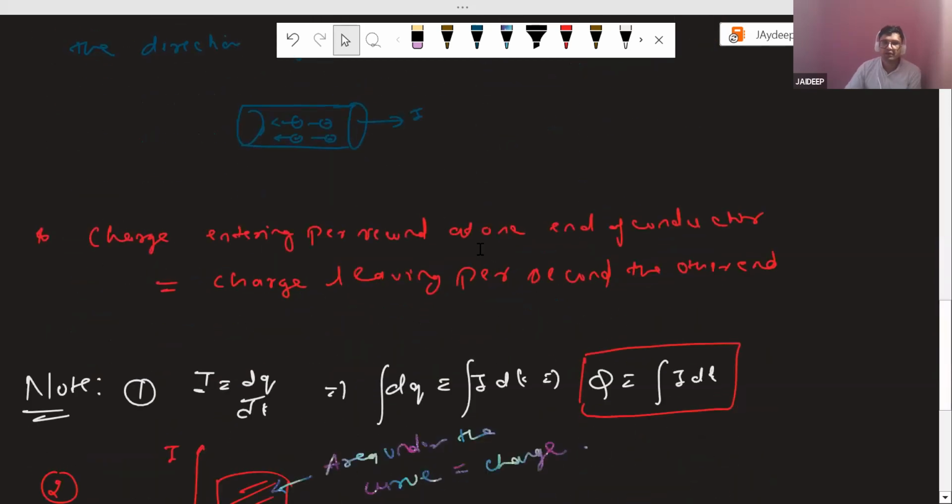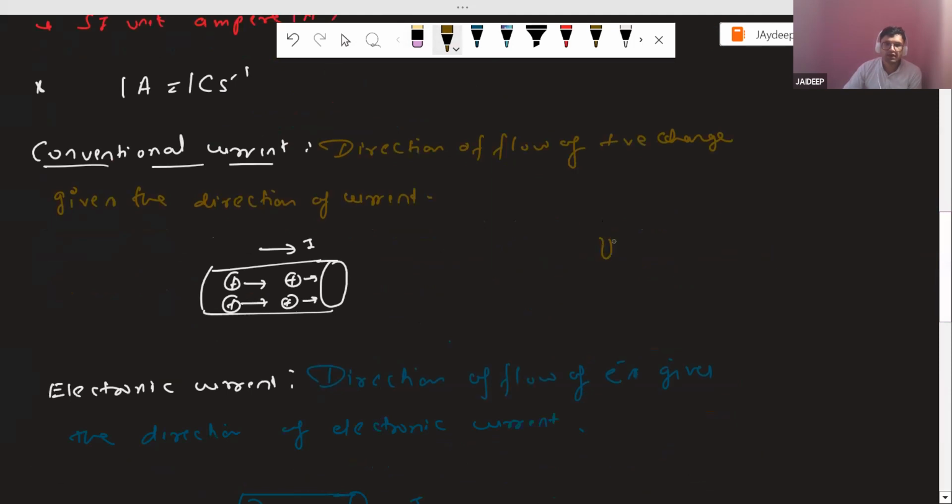Just remember, charge entering per second at one end of the conductor is always equal to charge leaving per second at the other end. Let it be this conductor. I is the current entering through this end and leaving from this end. So I equals I.